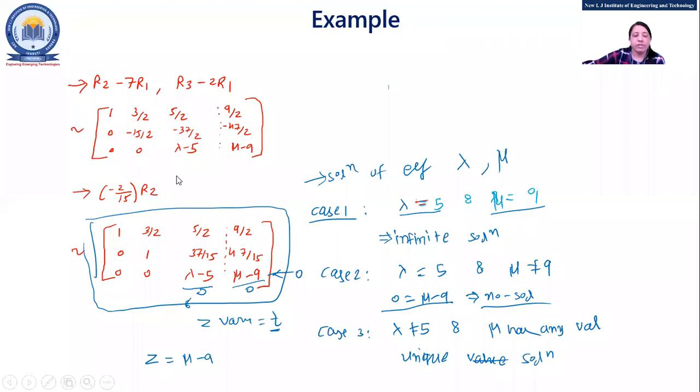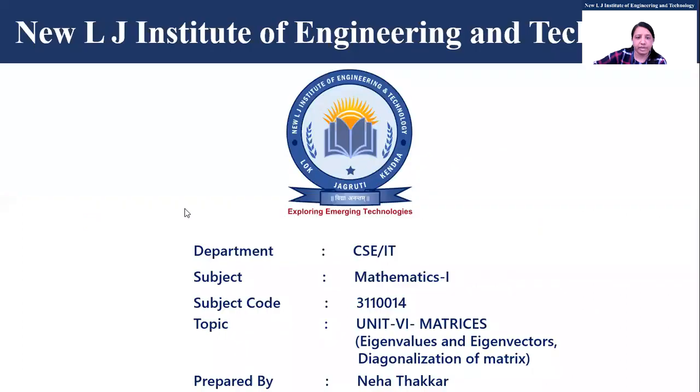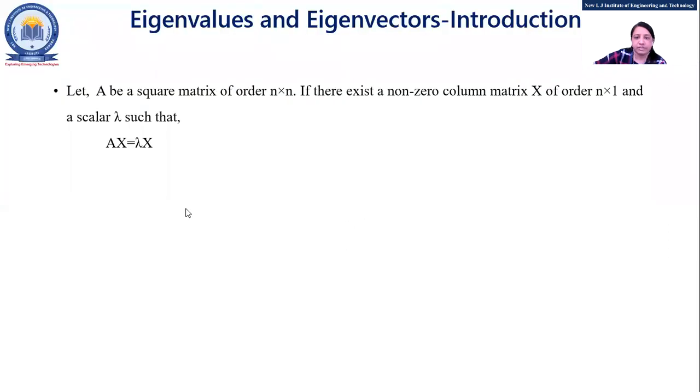Fine. Now the next topic is eigenvalues and eigenvectors. And if time permits, we'll go on to the diagonalization of a matrix. So first we'll see what an eigenvalue and eigenvector are. Is the screen visible?